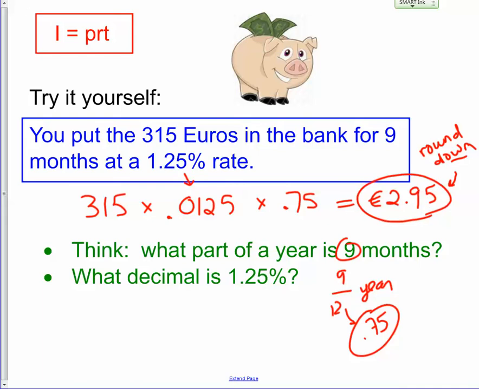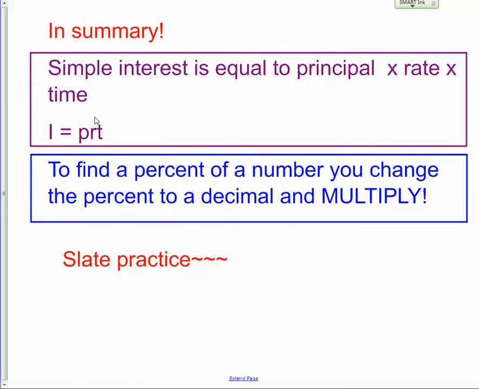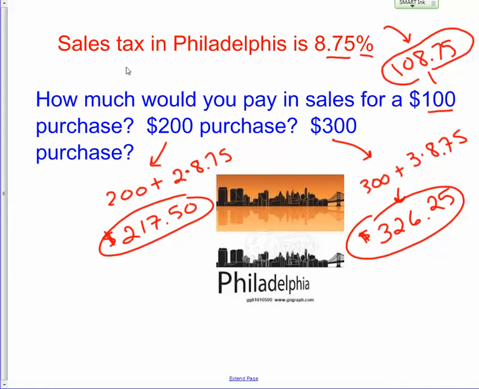So we just did a couple practice problems. All right, the general formula is interest is equal to the principal times the rate times the time. So we practice some problems.